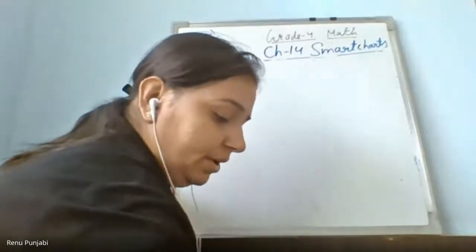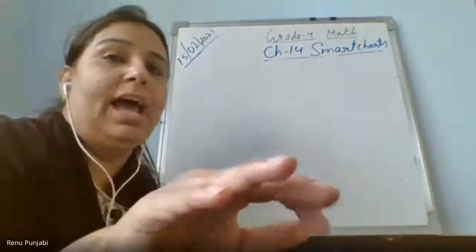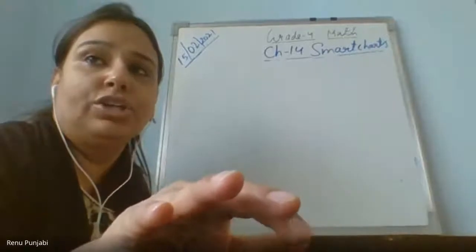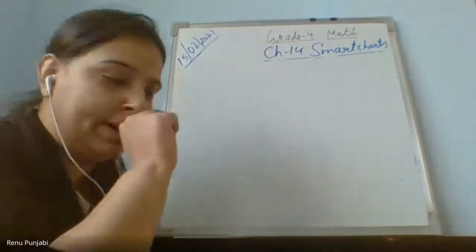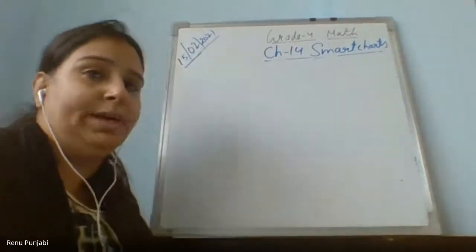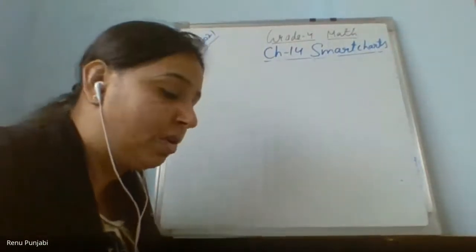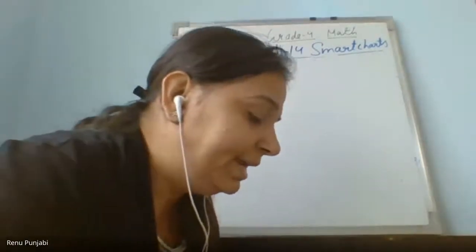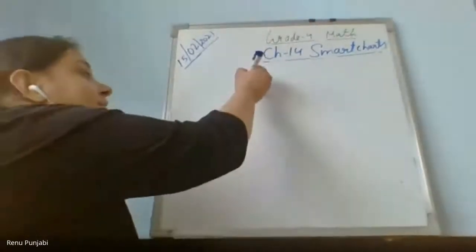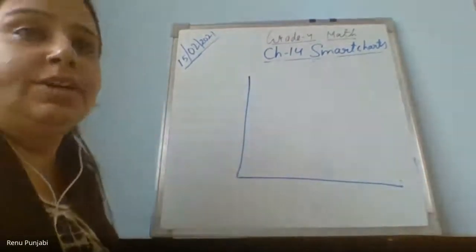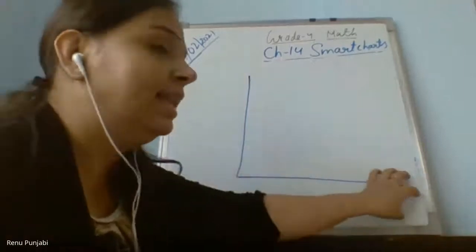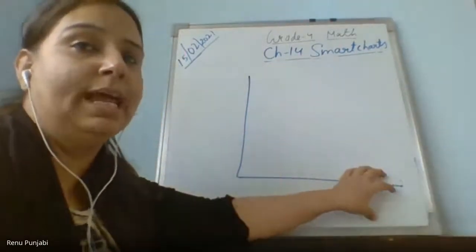Page number 167. I will write the page number in the chat box. No one will ask the page number again and again. 167. On that page number, you can see that the pictures are drawn vertically. Vertically means standing way. This type of L shape is given to you, and on the horizontal line you have to write the names.